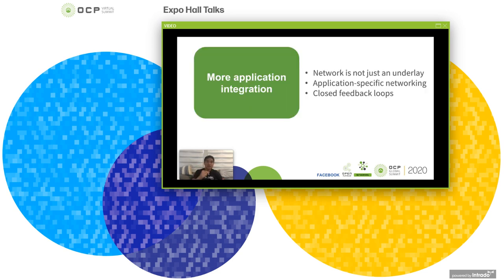So let's look at the software layers. There's an opportunity for us to be much more application aware and integrated with the applications so that we can have application specific networking. This is going to involve a lot of work to figure out what are the metrics that we need to optimize for different applications, a whole set of closed feedback loop systems that we'll have to design. But that's the direction I see us going.